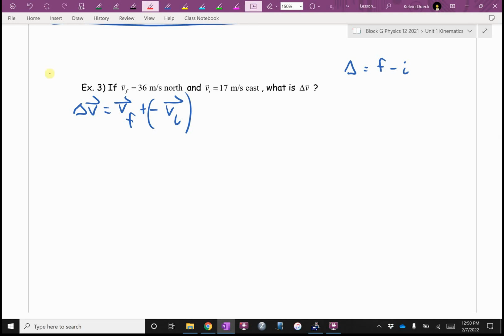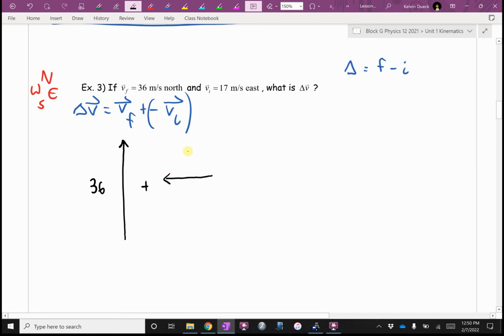I've scrolled down, so I'm going to put a compass rose on. V final is north. Plus V initial is east, so negative V initial is going to be west, and 17 is about half of 36, so I'll make it roughly half as long. Now, Nick, how will I add these two vectors together? Draw them. There you go. I changed my subtraction into something I already know how to do.